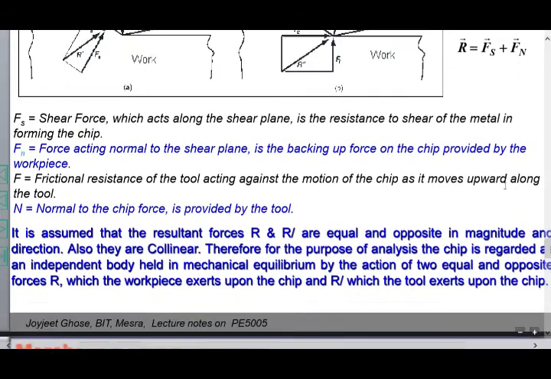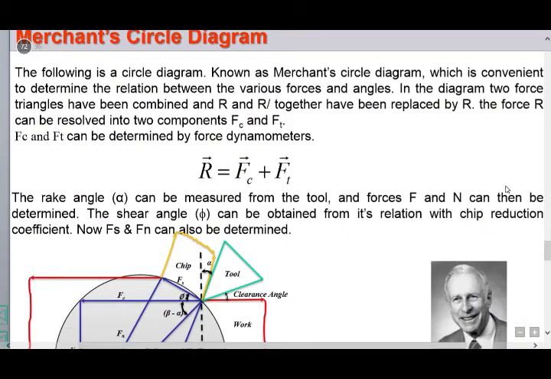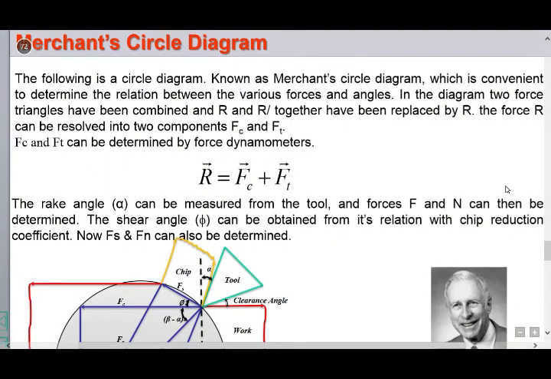Next, the merchant circle diagram. In this lecture, what we discussed, repeating again: the orthogonal cutting process and oblique cutting process, you know the difference. Then the chip thickness ratio, that's why you understand the chip thickness ratio. Then the velocity relationships and the cutting forces in orthogonal cutting, the different forces acting in orthogonal cutting. And next you understand the merchant circle diagram.